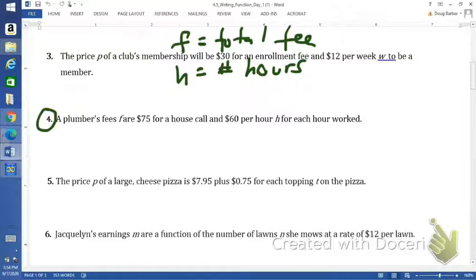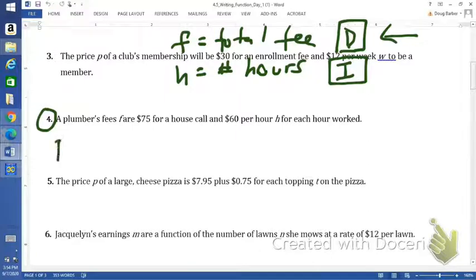Okay, ask yourself, what depends on what? Well, the total fee that you owe depends on the number of hours the plumber is there. So this is your dependent variable, and this is your independent variable. Which one gets capitalized? Your dependent. So we're going to capitalize the F. In parentheses, we're going to put the lowercase h. So this is in function notation.